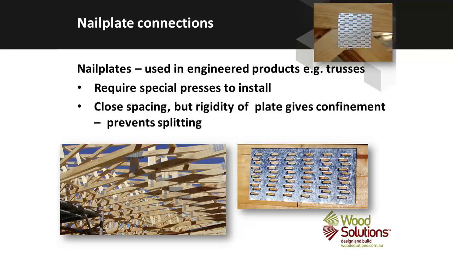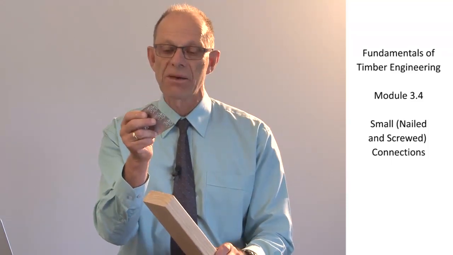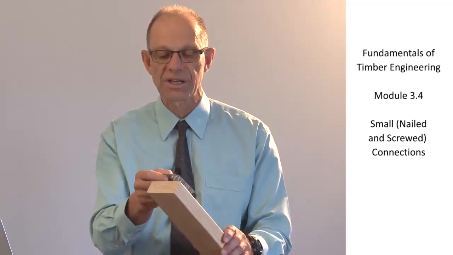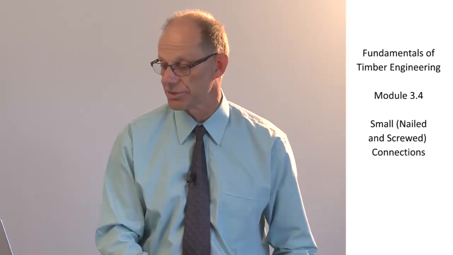Finally, nail plate connections can be used. A nail plate connector is a metal plate that's been bent so that there are a number of sharp-toothed nails that can be pressed into the timber. So using a nail plate connector, a manufacturer can simultaneously drive 20 or 30 nails into the timber and give a very strong type 1 connection.